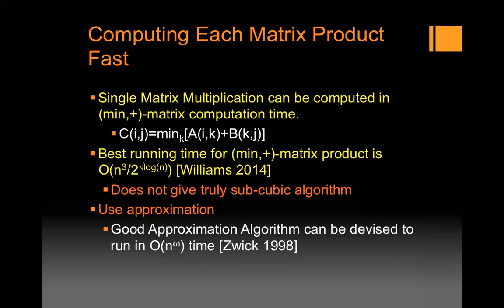So that doesn't directly help us, but the good news is there are faster approximation algorithms for min plus product. There is an algorithm by Uri Zwick from 1998, where you can get a much faster algorithm for min plus product. In fact, its running time will be the same as fast matrix multiplication. So maybe we can use that because we are trying to do approximation. Maybe we can use Zwick's algorithm to make it run faster. So that's the matrix product part.